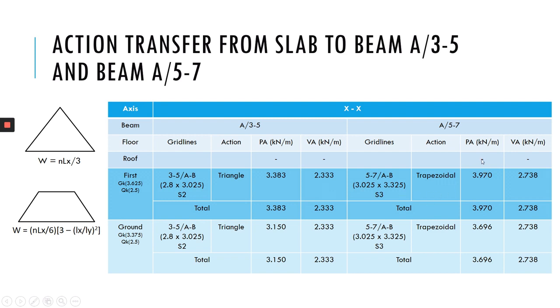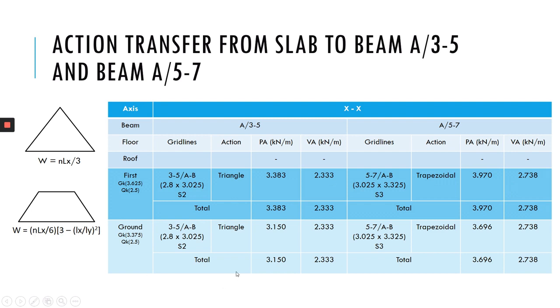So for the beam A57, the load that this beam receives is from slab 3, with a trapezoidal load. Therefore, we will use this formula. The n here for the permanent action is 3.625 times your Lx here 3.025 divided by 6 times 3 minus Lx, which is 3.025, divided by Ly 3.325, to the power of 2. You will get this answer. Then you repeat the same again for the variable action with n equal to 2.5.